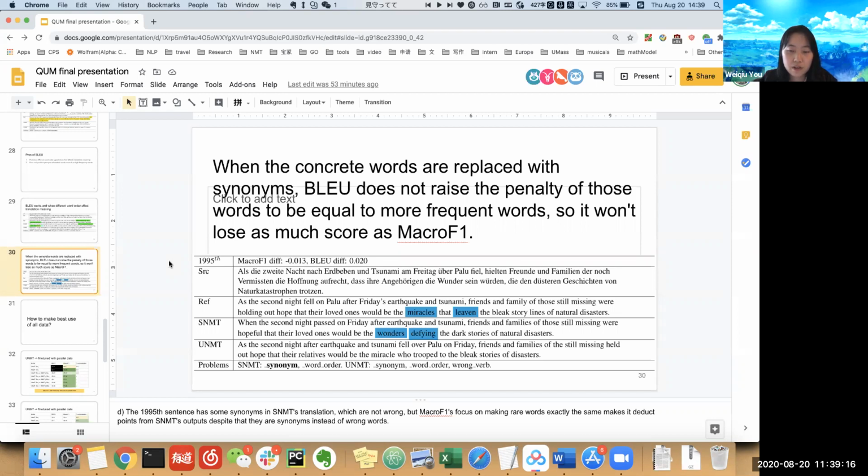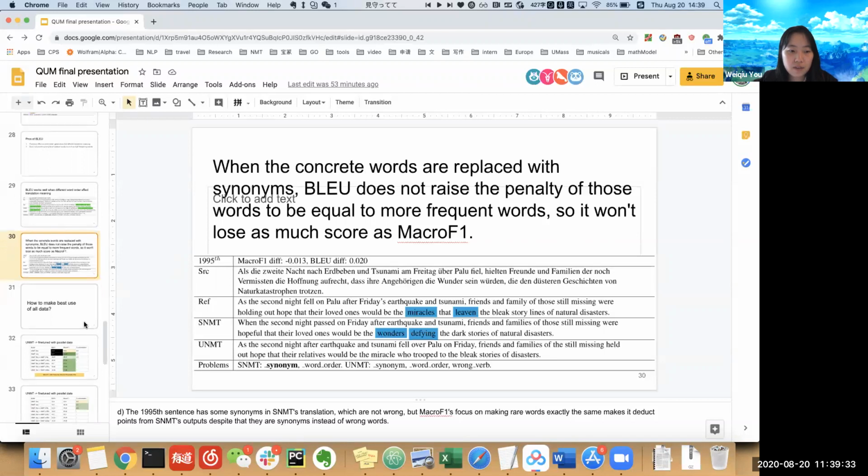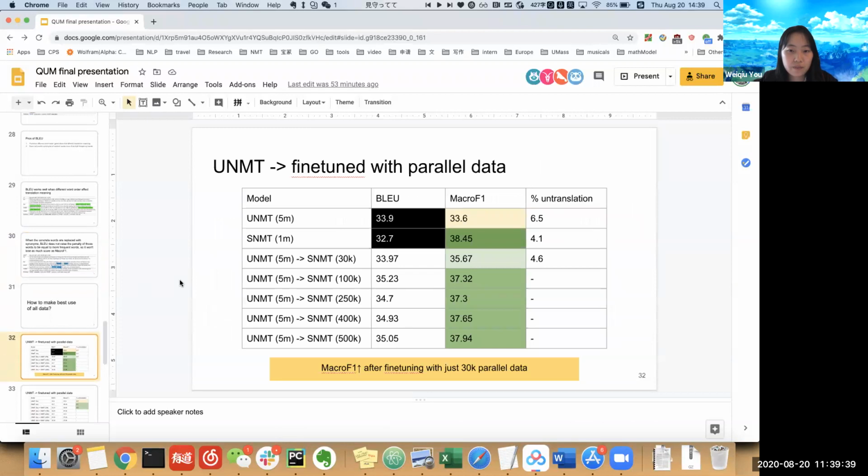I guess for BLEU and macro F1, a lot of other works show that BLEU has weaknesses and should be replaced by other metrics. So I feel like when we are evaluating machine translation models, we shouldn't just use BLEU, but maybe look more qualitatively and use a couple of different metrics when evaluating. And for UMT and SNMT, the main takeaway I think is that UMT, even when they have the same BLEU, still has some more problems, and what we want to try to find out is how to best combine the monolingual and parallel data.